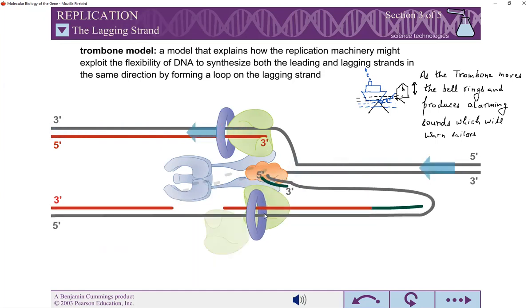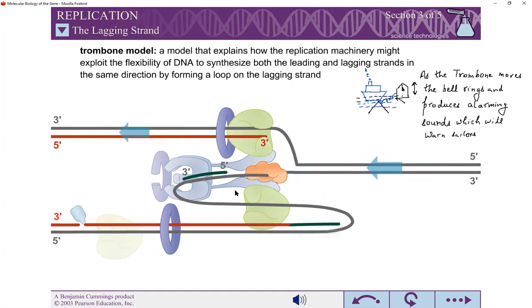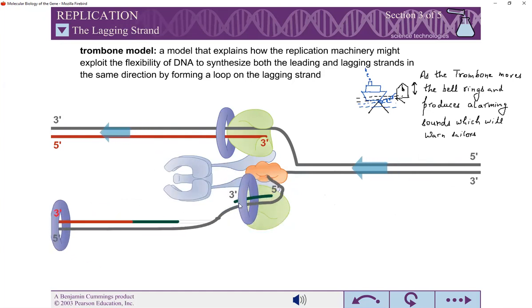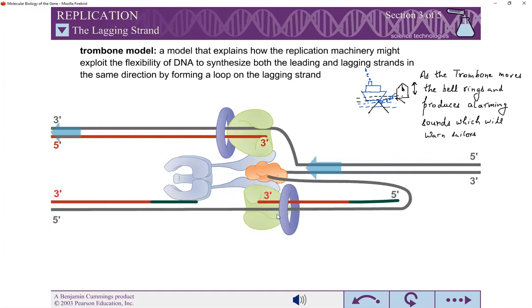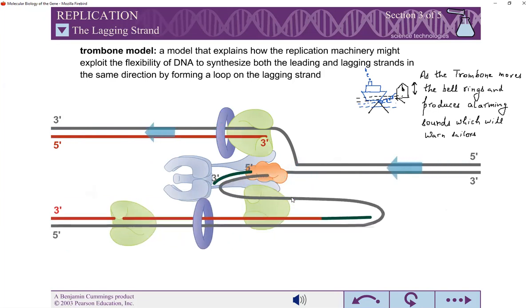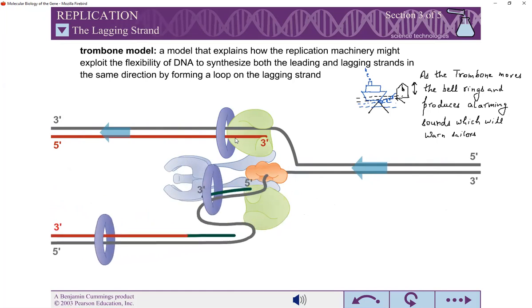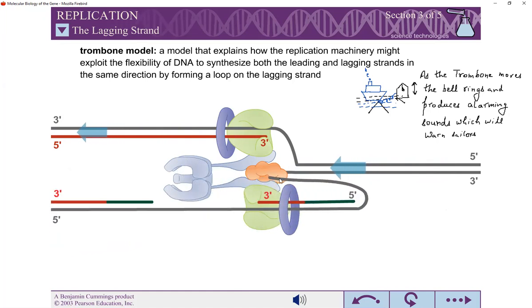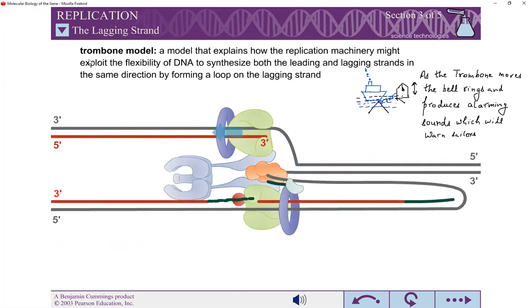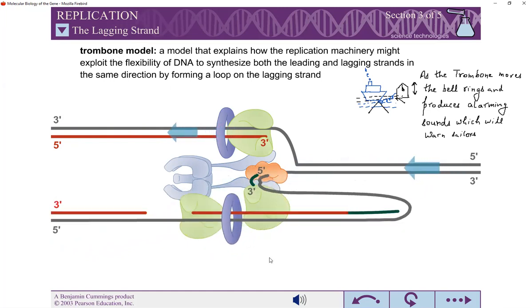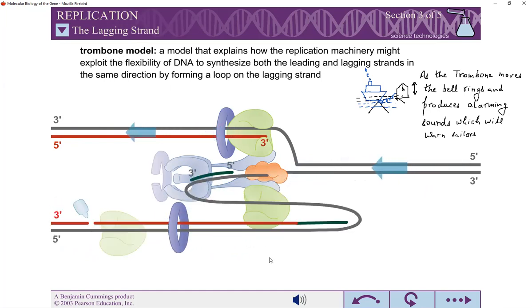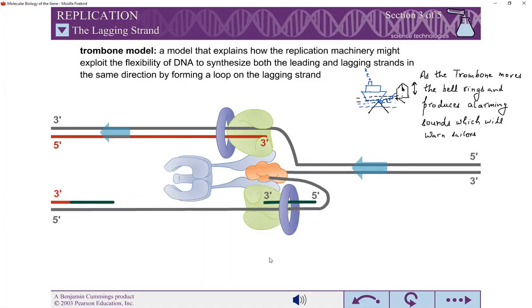Because the lagging strand is being biosynthesized in the opposite direction, it is being dissociated again and again and reassociated in order that the DNA biosynthesis can take place in a continuous manner. Such a type of model is commonly referred to as the trombone model of DNA replication.